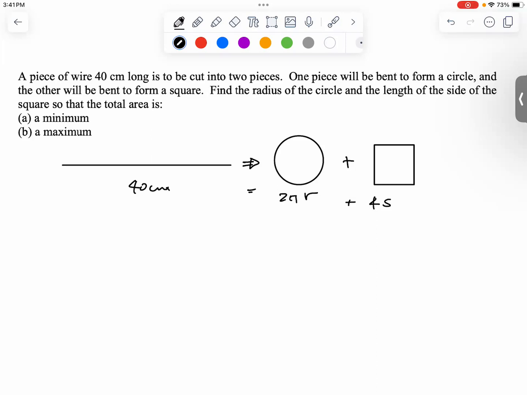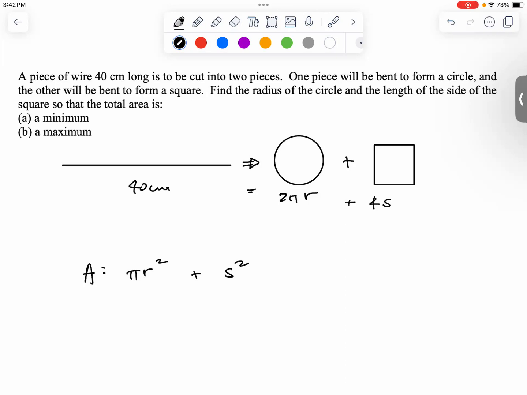Now, it says find the radius of the circle and the length of the side of the square so that the total area is a minimum or a maximum. So we want to find the area of both to be a minimum or a maximum. What does it mean? Well, that means we're going to have the area of the circle, which is πr², plus the area of the square, which is s². That would be the area altogether. Now, we are trying to find the minimum area and the maximum area. So let's tackle the minimum first.